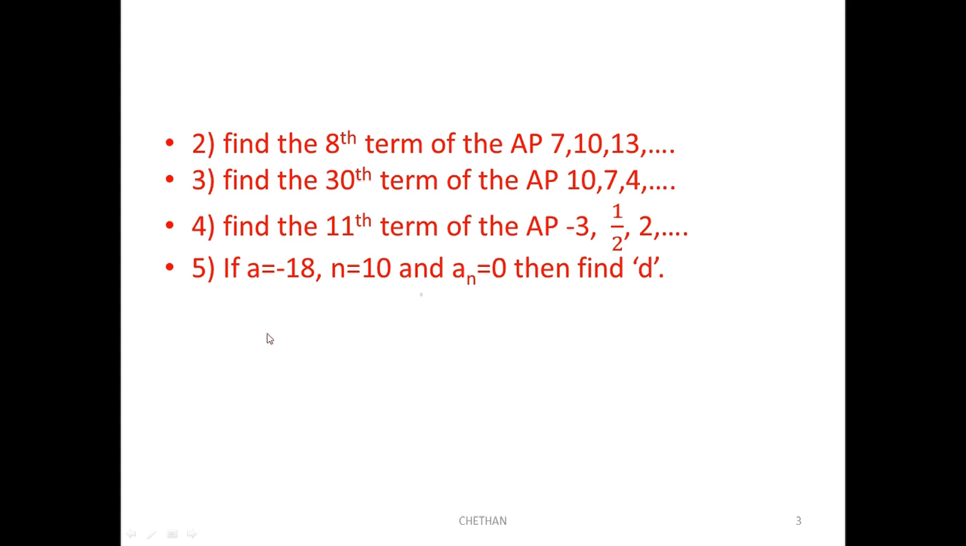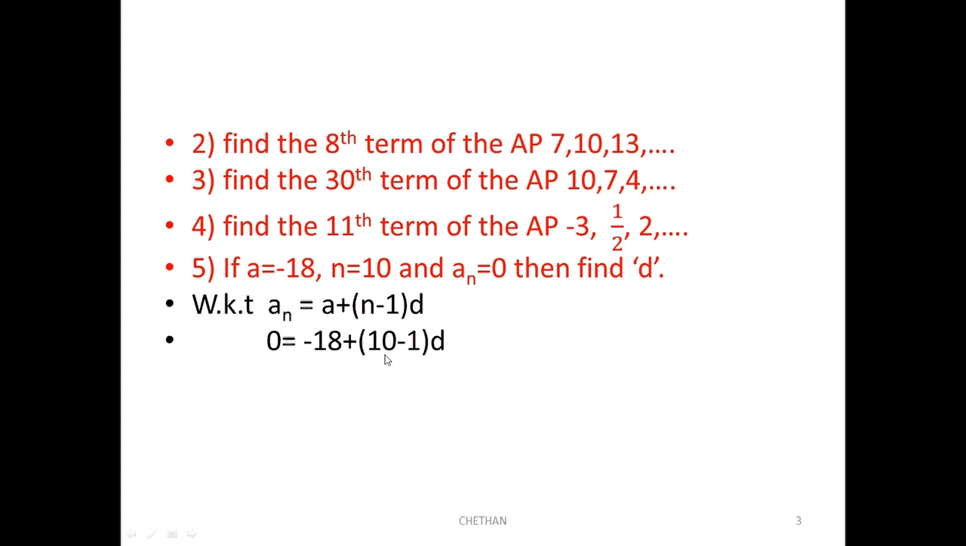We know that an is equal to a plus (n minus 1) into d. We are using this formula only. I am substituting all the values, whatever they have given. Here an they represent is 0, I'm putting 0 here. So in the place of a I'm taking minus 18.